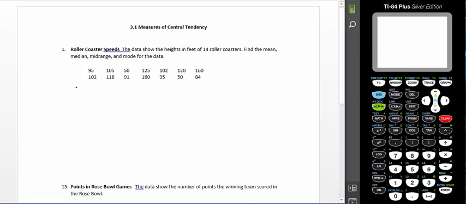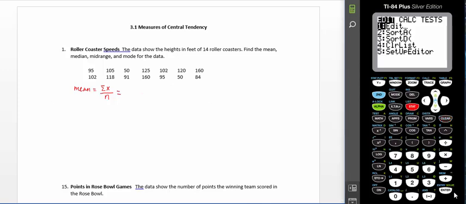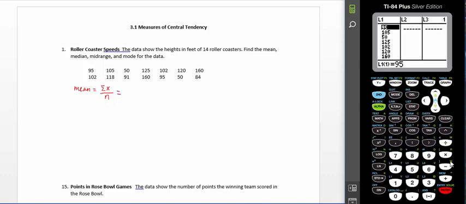So let's start with the mean. Mean is equal to the sum of all the x's, which is all the numbers added up together. Each number is looked at as an x, and divided by the total number of numbers in the data set. I'm going to use the calculator to take away the busy work. Before I started the video, I went into Stat Edit, into list 1, and entered all 14 numbers.